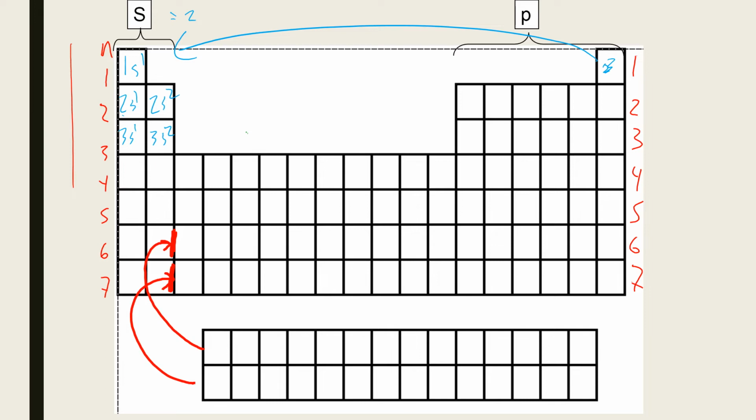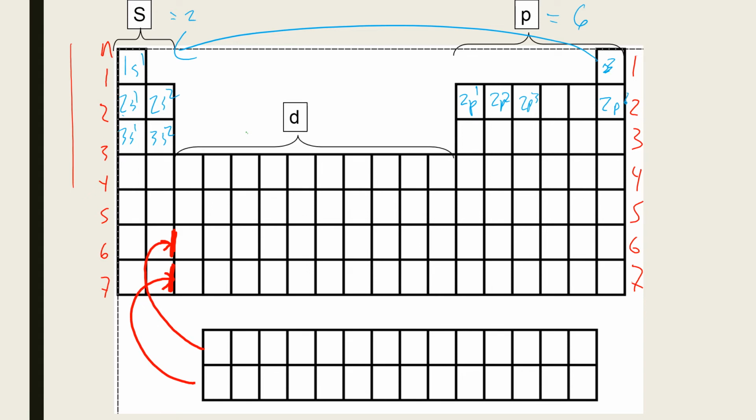Okay, so these 6 right here, this is the p orbital. Everything in here ends in p. So this would be 2p1. This is going to be 2p2, 2p3, all the way up to 2p6. Hey, wait. There's 6 spaces. How many things can P hold? It can hold 6.